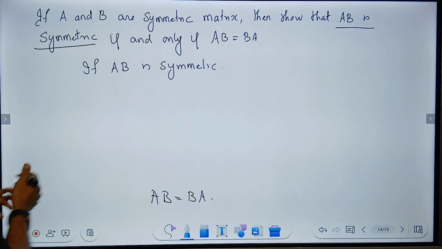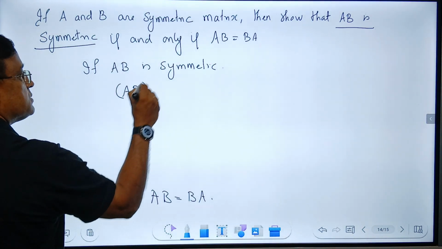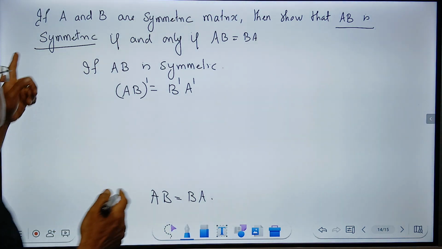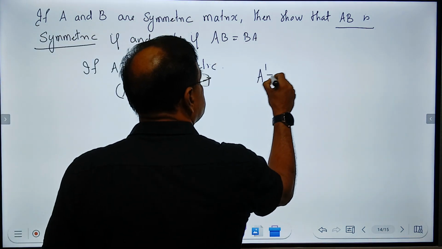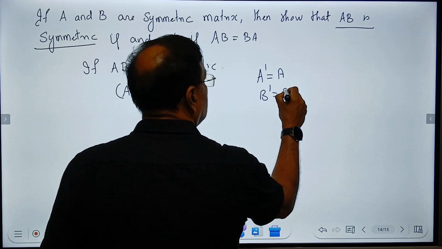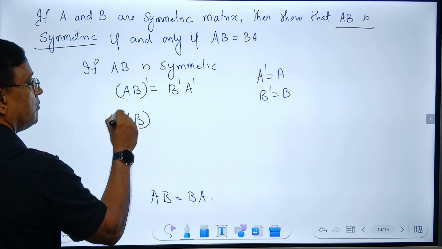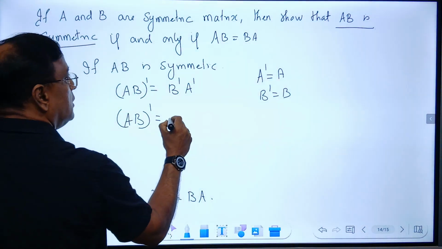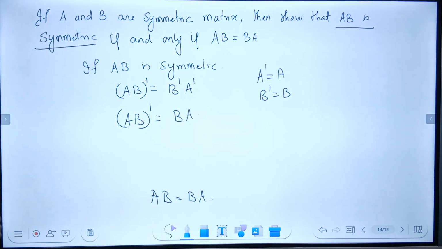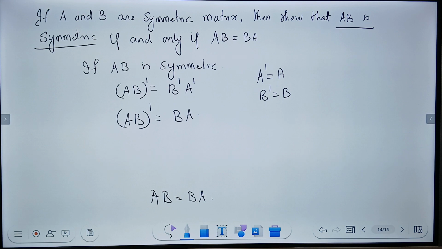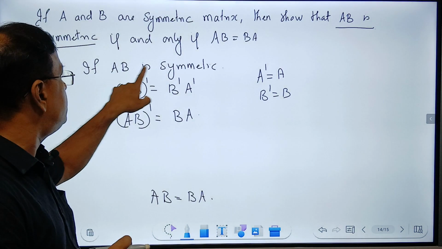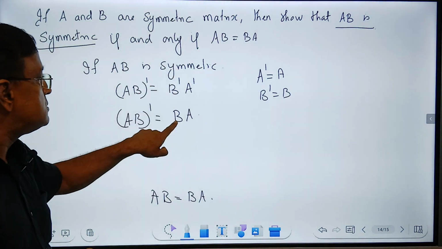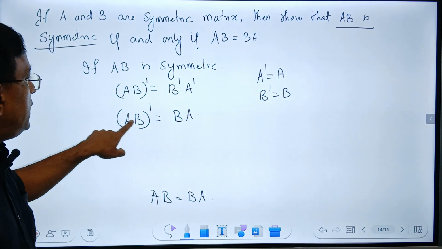If AB is symmetric, what do you know? AB transpose is equal to B transpose into A transpose, correct? But it's very clearly given A and B are symmetric. So A transpose is A and B transpose is B. So what do you get for AB transpose? AB transpose will be equal to B into A. Am I right? So you have AB is symmetric. Therefore AB transpose is B transpose into A transpose. B transpose is B and A transpose is A.